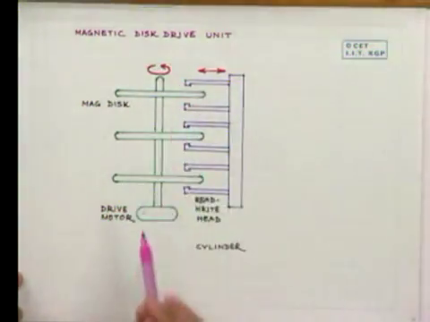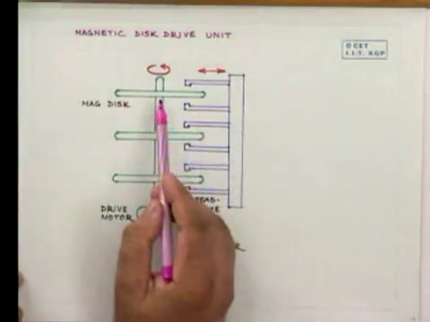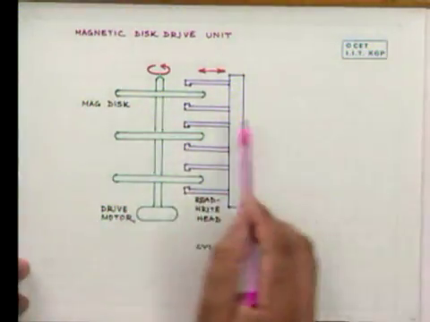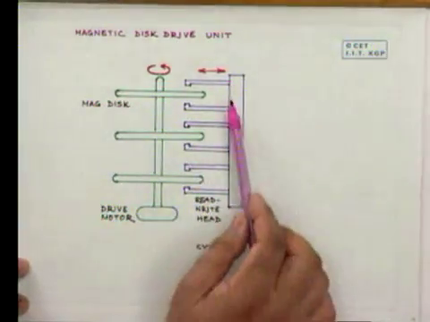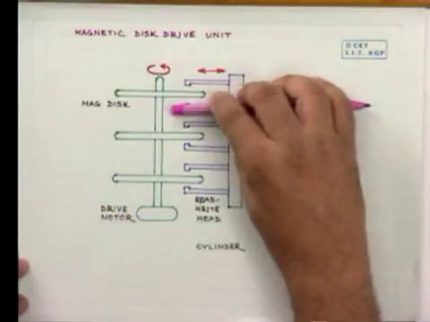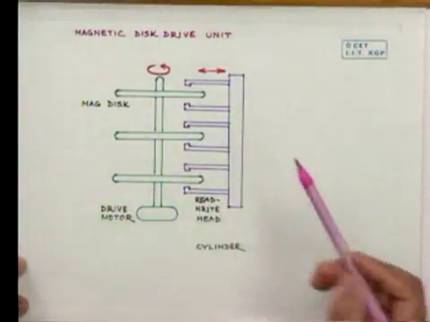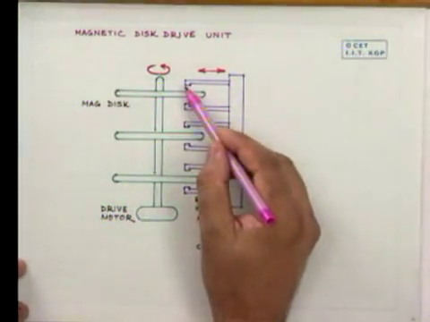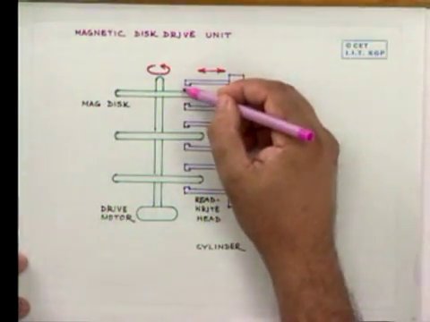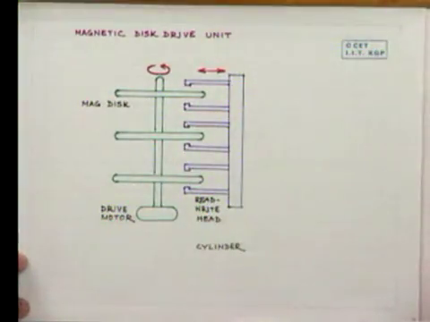This is rotating, and if you have to move from track to track in a platter, naturally this head assembly has to move, so that a head can move this way or that way. Now the tracks in each surface, the upper and lower of each platter or each disk, constitute one cylinder.